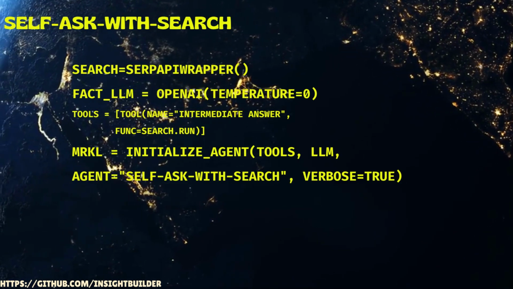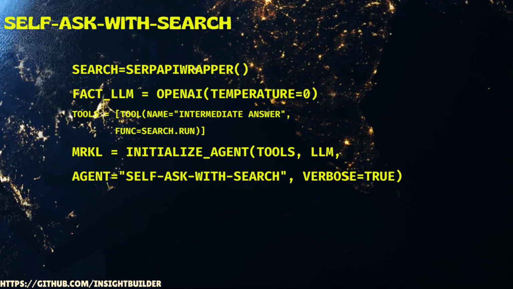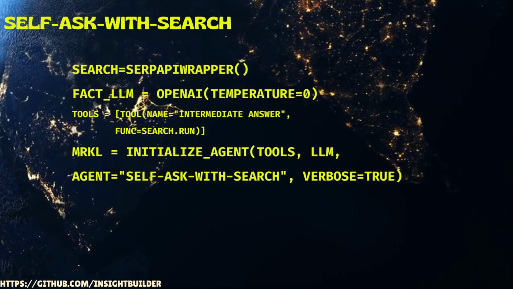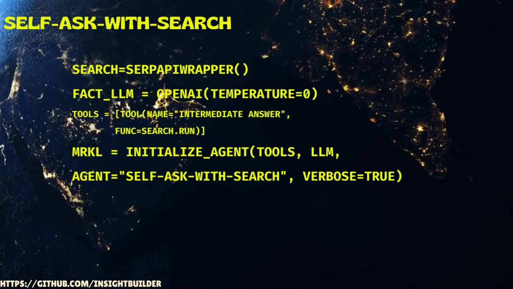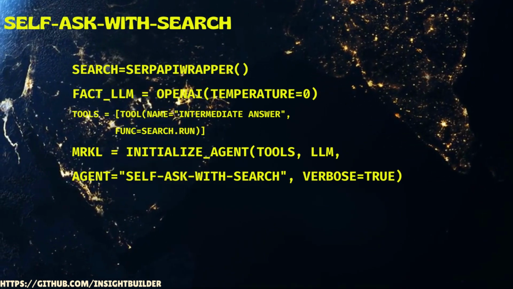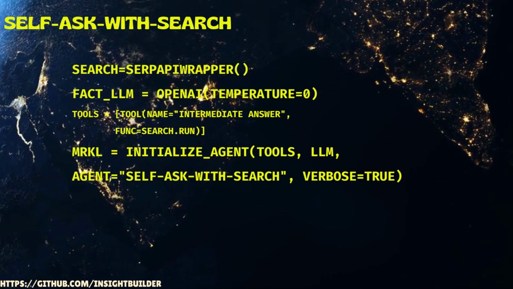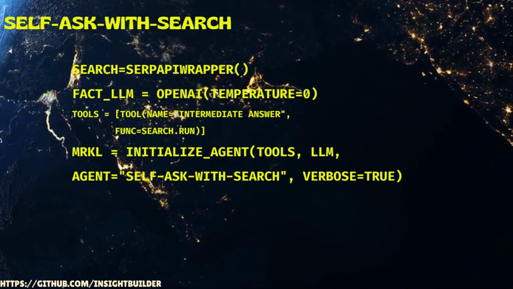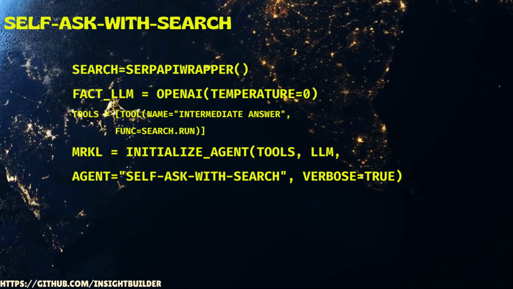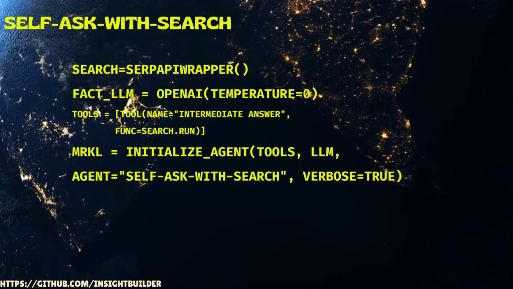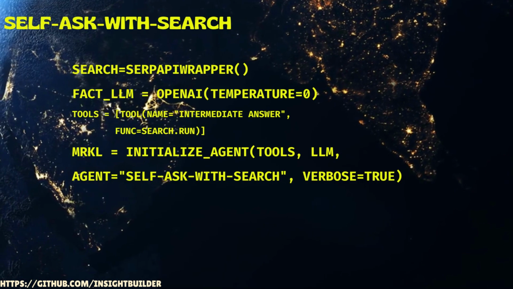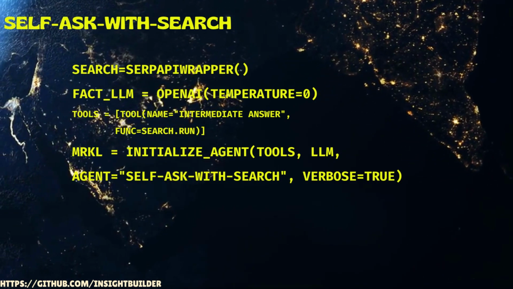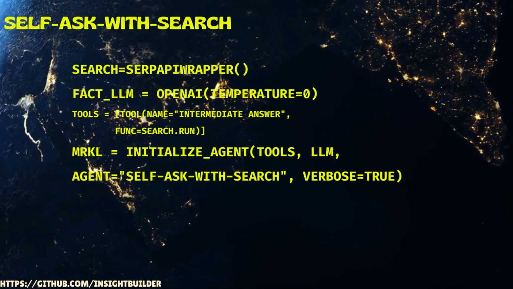This has to be called as intermediate answer. You cannot call it anything else. And when you are going to call the agent with the LLM, you can use a regular LLM or you can use the chat LLMs also. That will work. But the point here is that when you have the tools that are interfacing with this particular agent named intermediate answer, this particular agent will create a kind of self conversation with itself.